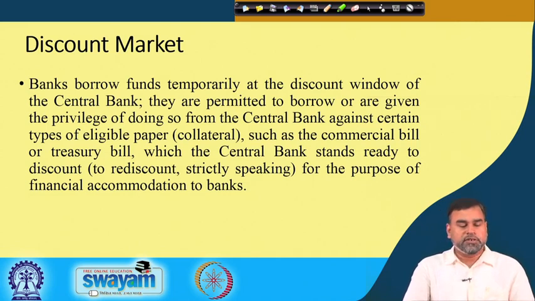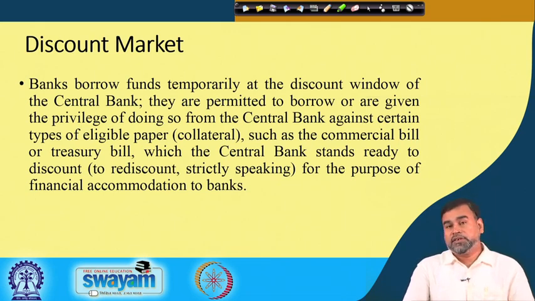Then we have another market called the discount market. What is the discount market? The banks borrow funds temporarily at the discount window of the central bank, because all of you know that banks can borrow from the central bank at the time of requirement. They are permitted to borrow from the central bank against certain types of eligible papers. The eligible papers are basically the collateral, and the collateral can be commercial bills, treasury bills, etc. Those bills are used to raise money from the central bank, and are held as collateral by the central bank whenever it provides a loan to the commercial bank.